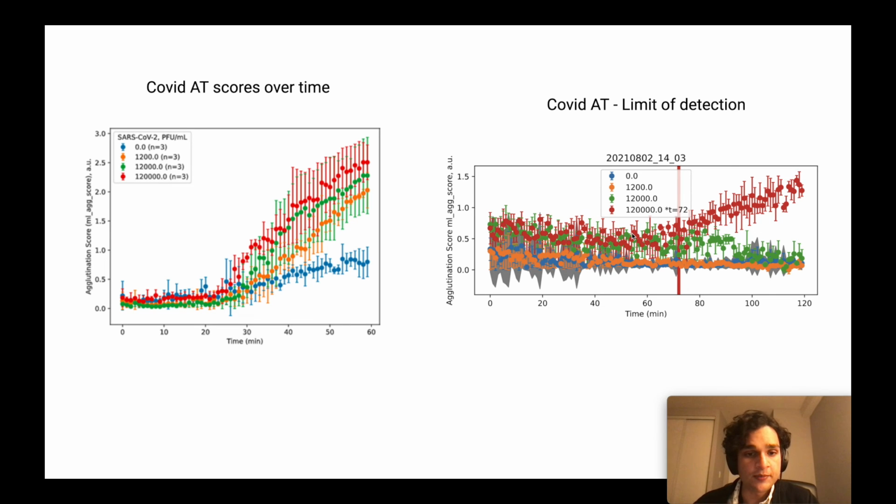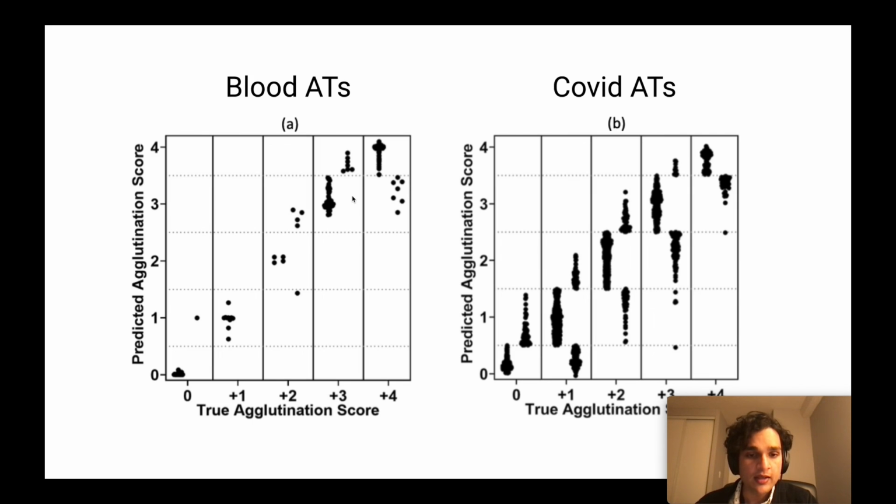The image on the right determines this separability using hypothesis testing at each point. So as you can see, at time t equals 72 minutes, the agglutination tests with concentration 120,000 PFU per ml is statistically distinct from the concentrations lines of the other concentrations for this virus. And this type of analysis can provide insight on what concentrations can be detected from the agglutination test. Swarming plots can also be visualized by our tools to see how predictions compare against labels.